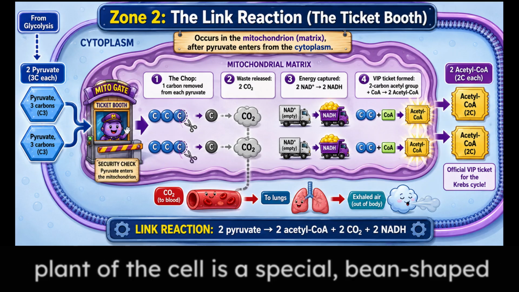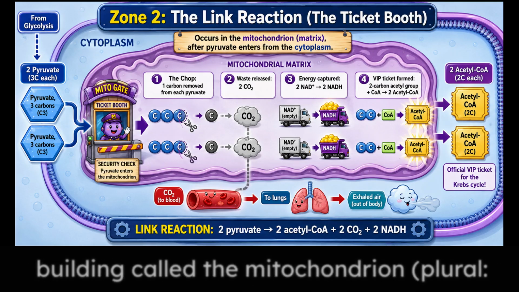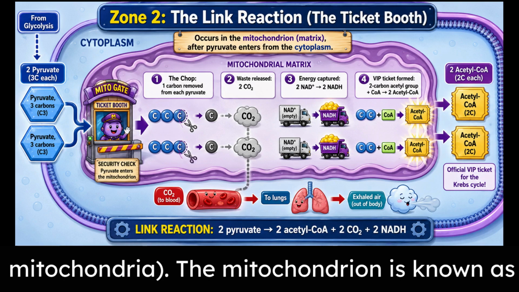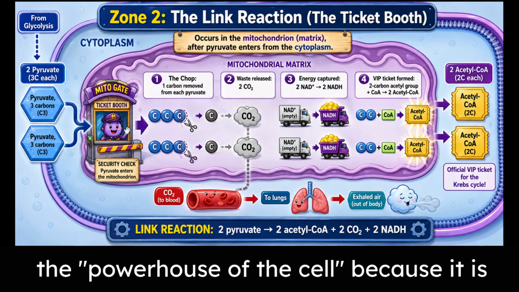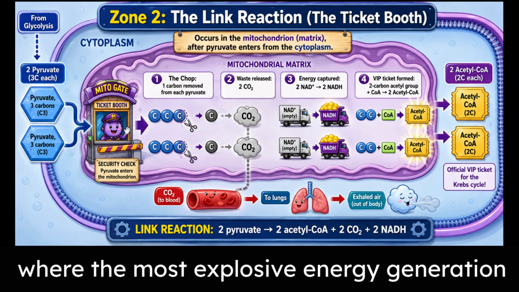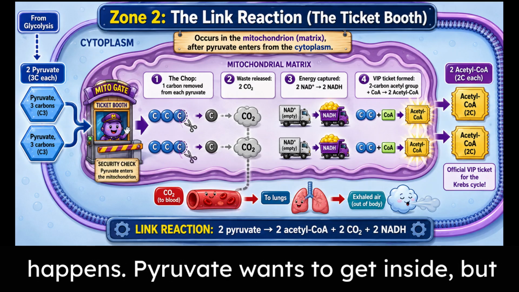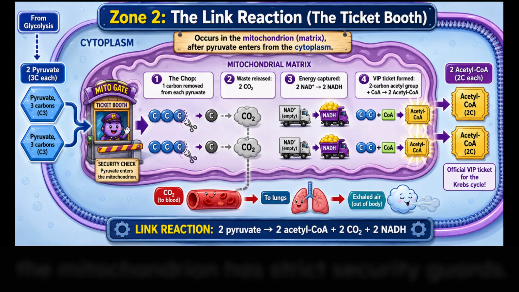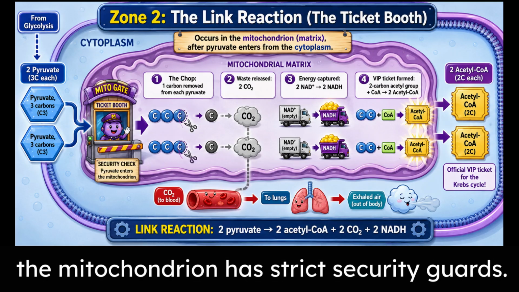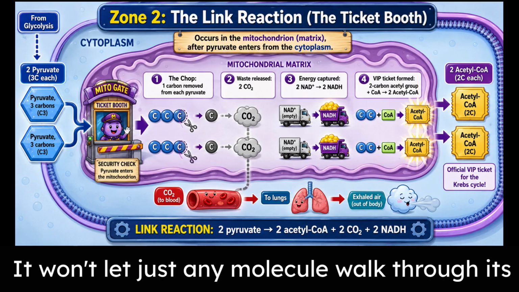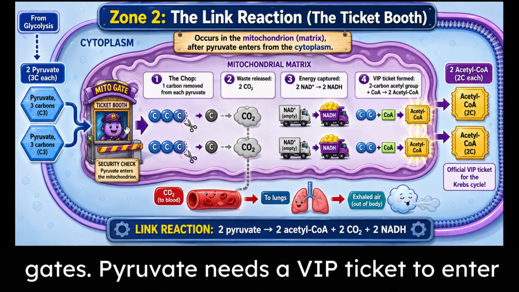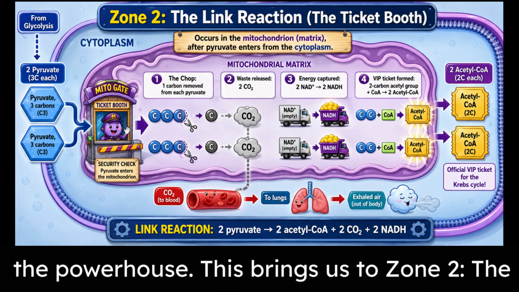The main power plant of the cell is a special bean-shaped building called the mitochondrion, plural, mitochondria. The mitochondrion is known as the powerhouse of the cell because it is where the most explosive energy generation happens. Pyruvate wants to get inside, but the mitochondrion has strict security guards. It won't let just any molecule walk through its gates. Pyruvate needs a VIP ticket to enter the powerhouse.